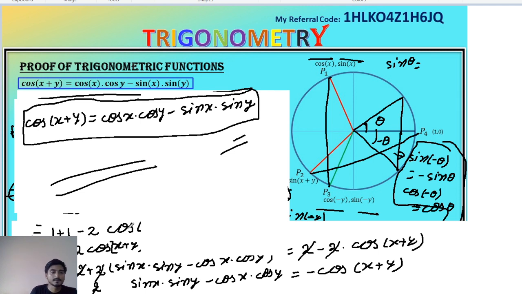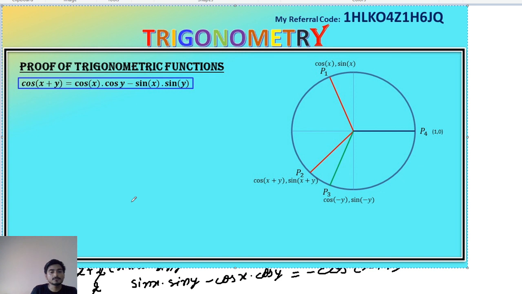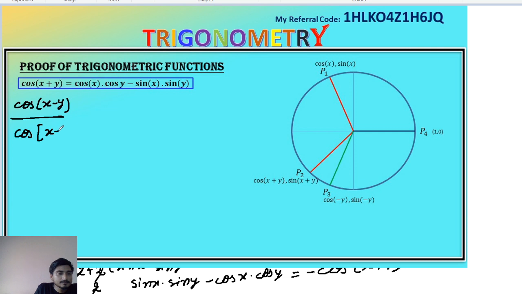Okay, so now we will see how we can use this to find another formula. Now we know cos of x plus y is equal to this. So coming down to another formula, if I have to find cos of x minus y, how I can do this is directly I will take cos of x plus minus of y. So basically I'm just changing y to minus y. Is it fine?